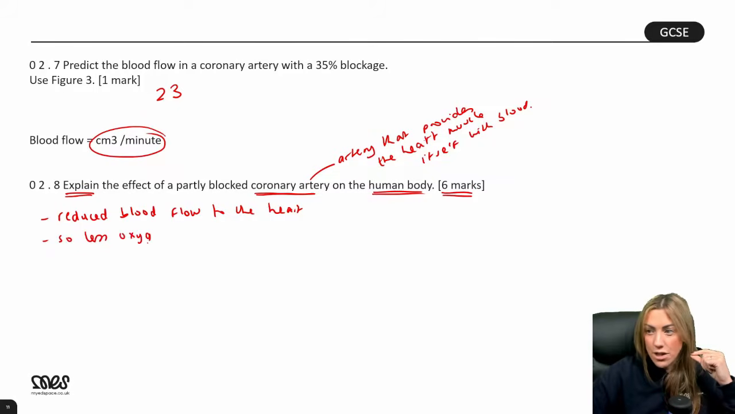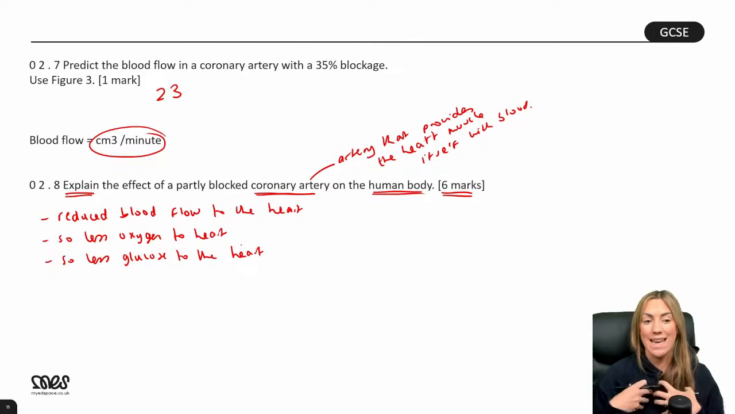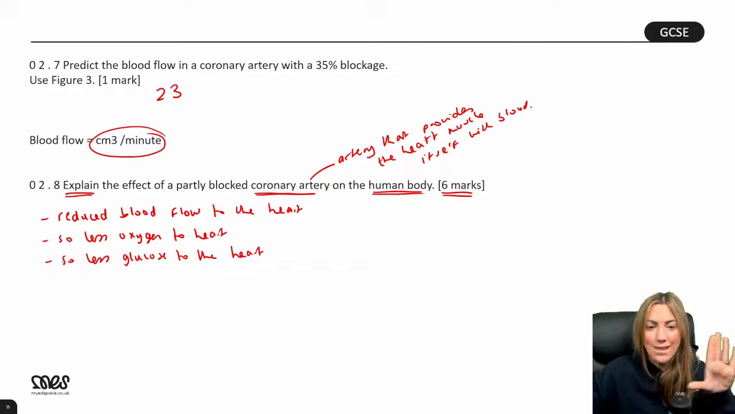So less oxygen to the heart or the heart muscle or the heart tissue. So less glucose to the heart or the heart muscle or the heart tissue. So I'm just starting right at the beginning. It's the coronary artery. So if that is partly blocked, there's less blood getting to the heart itself. Blood obviously carries oxygen and glucose, so less oxygen, less glucose getting to the heart itself. So I've covered kind of the heart itself.